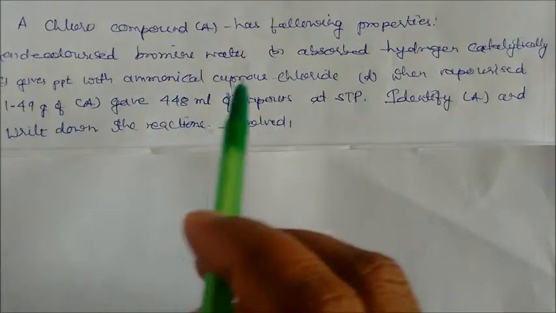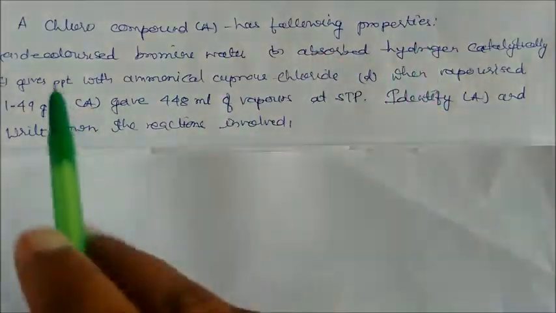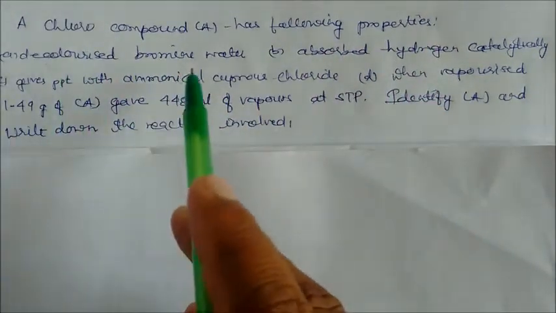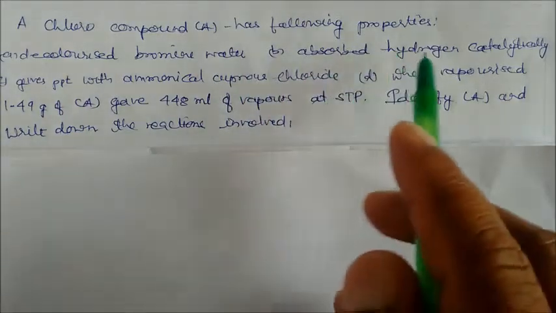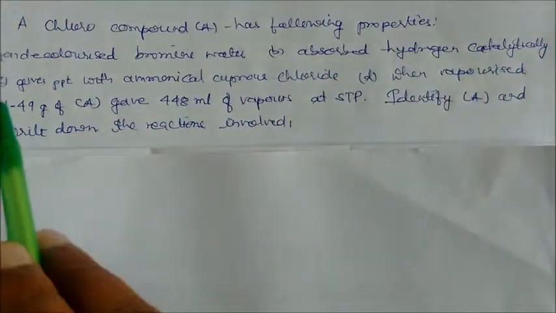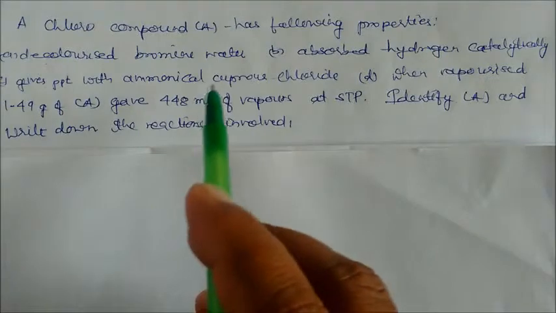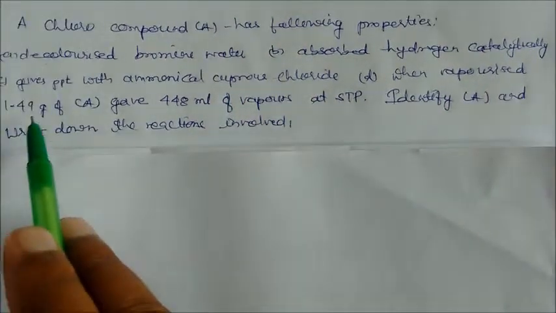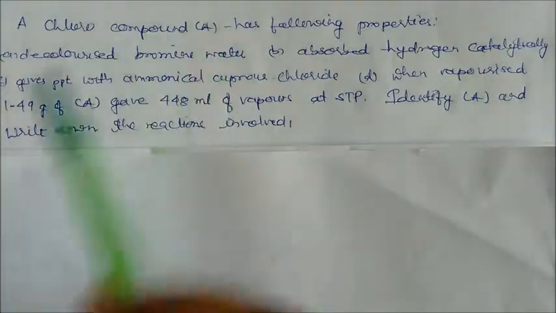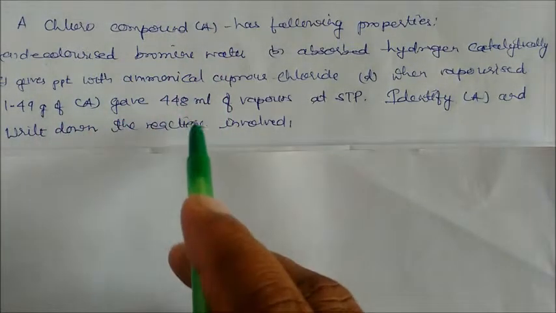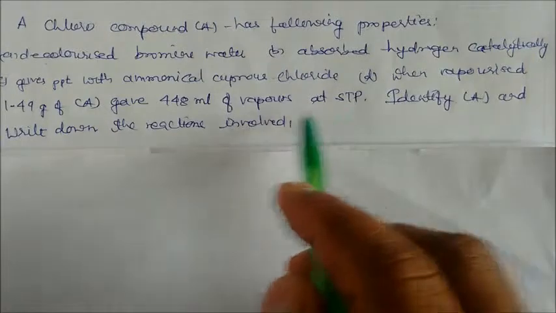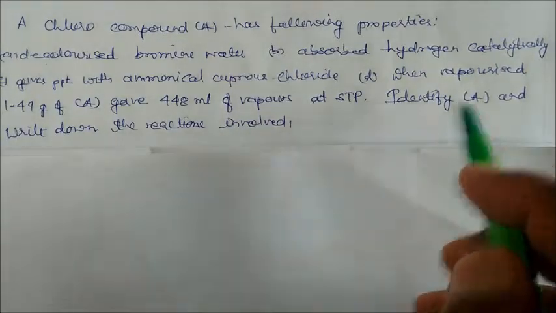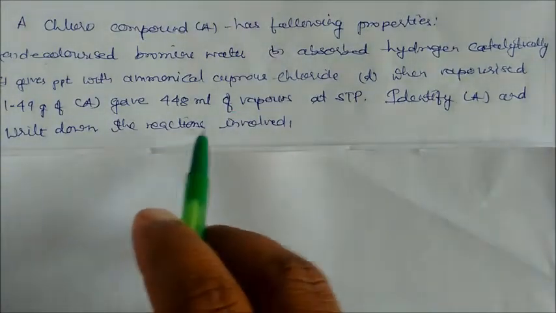A chloro compound has the following properties. Number A, it decolorizes bromine in water. Number B, it absorbs hydrogen catalytically. And C, it gets precipitated with the ammoniacal cuprous chloride. And D, when vaporized, 1.49 gram of A will give 448 ml of vapors at STP. So identify the compound A and write down the reactions involved.